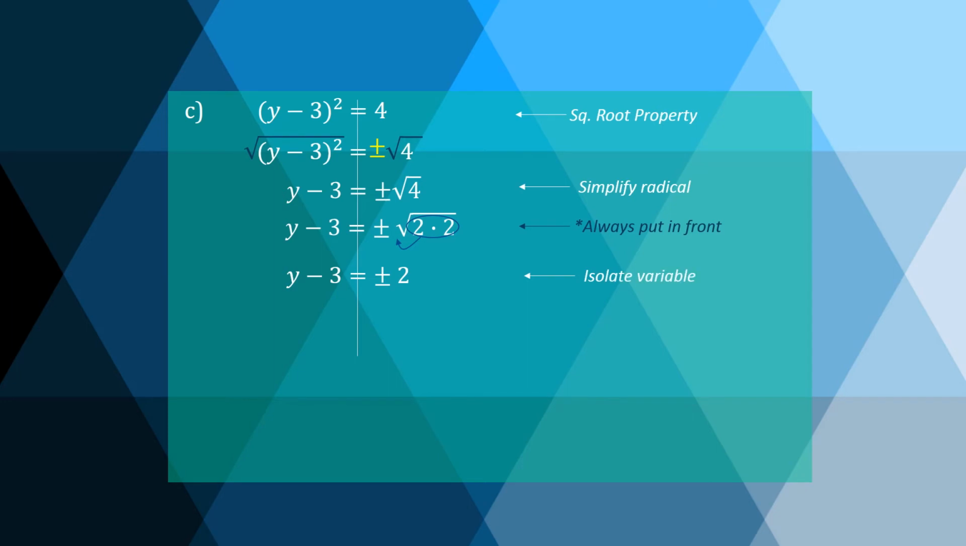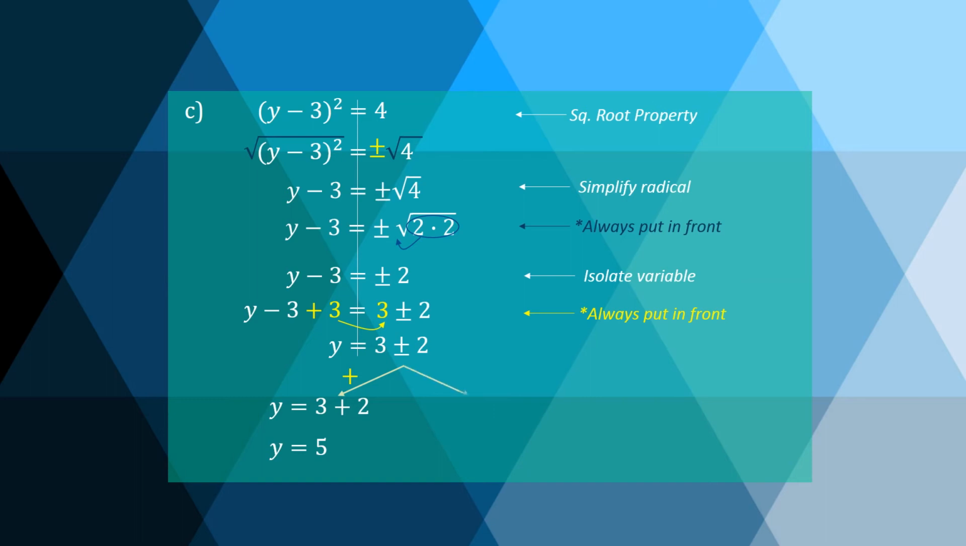Since we still need to solve for the variable, let's isolate it. What needs to happen? Well, we need to add 3 to both sides. Again, when you add the 3, it must be in front. From here, that gives us y equals 3 plus or minus 2. But because we have the plus or minus, we need to separate these. The first would be y equals 3 plus 2. Since 3 plus 2 can be combined, we do need to take the time to do so. And we know 3 plus 2 is 5.